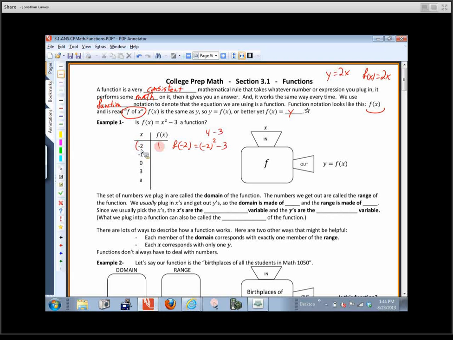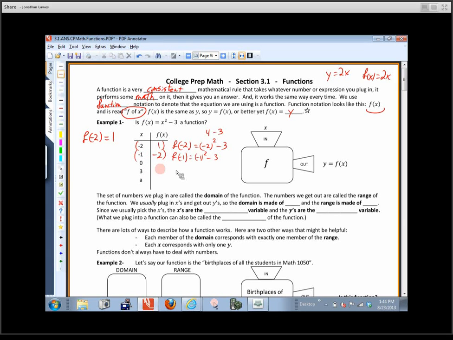Now, I plugged in a -2, and what I got out was a 1. Here's why I like function notation. Because if you look at this, if f of -2 is 1, that's the point right there. Those are the coordinates. X is -2, and y is 1. There's the point right there. So let's figure out what f of -1 is. If I plug in a -1 and I square it, and then I subtract 3, I get 1 minus 3, which is -2.